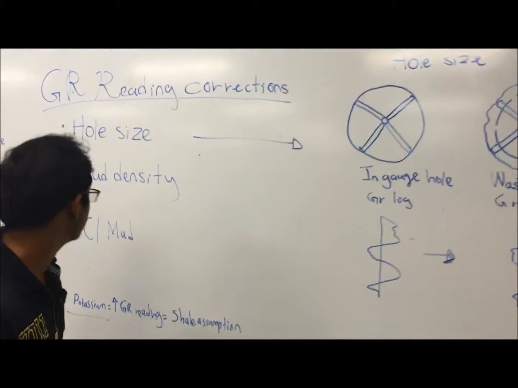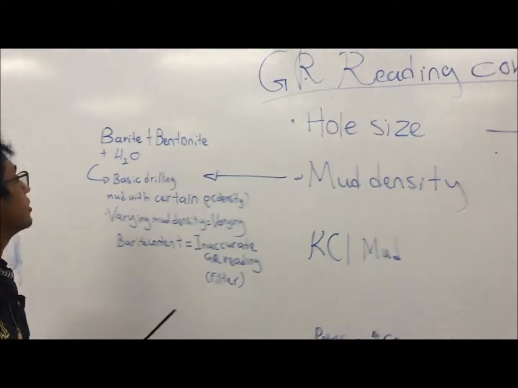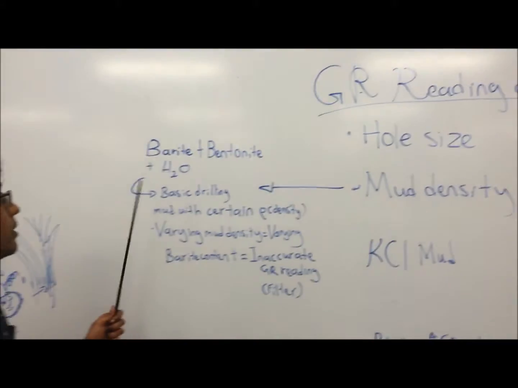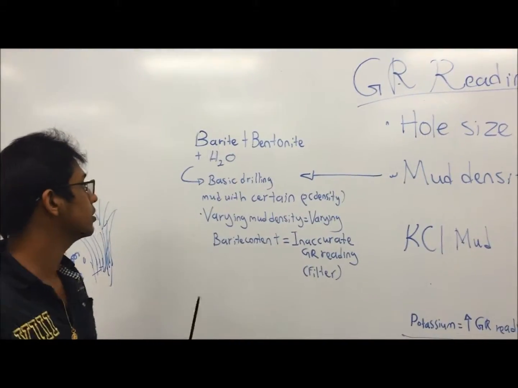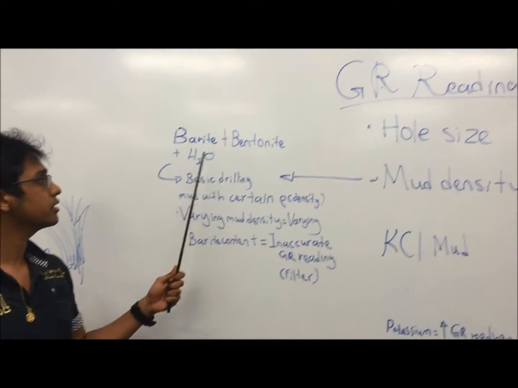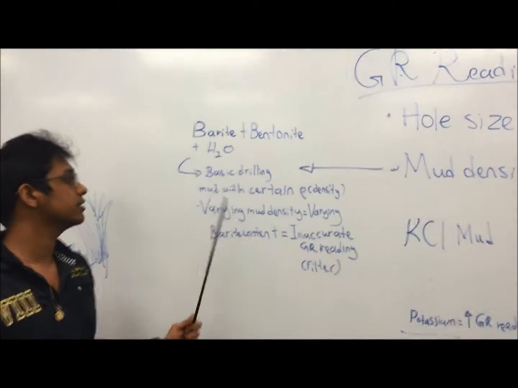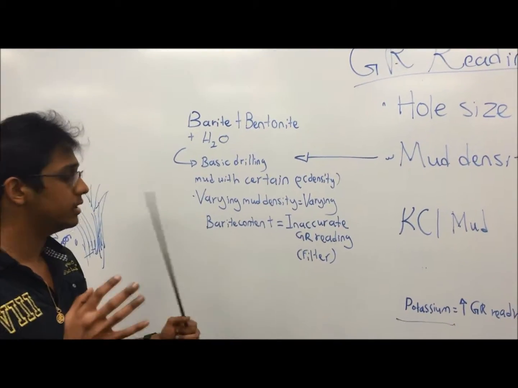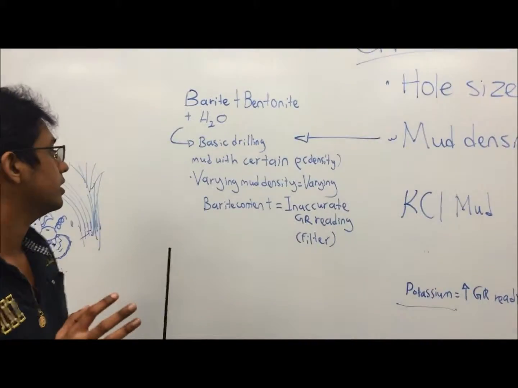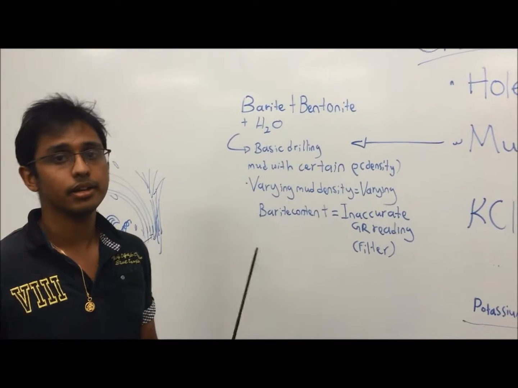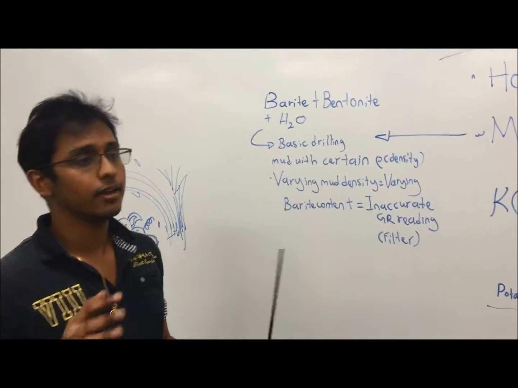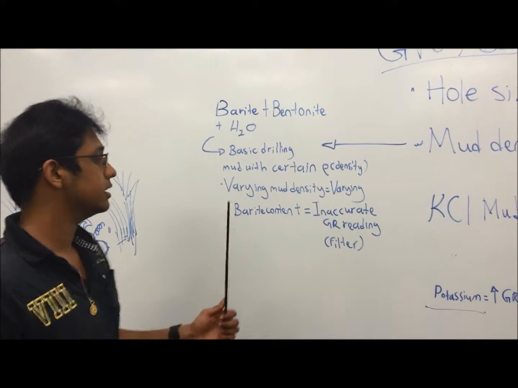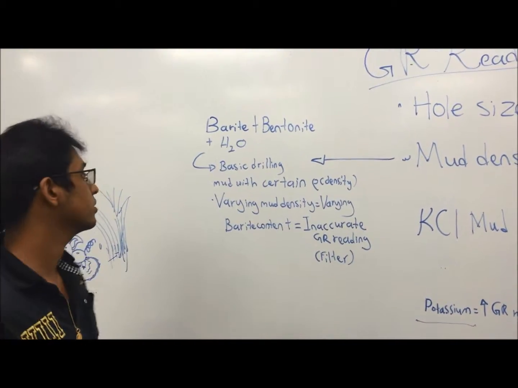The next thing we're going to do is mud density. Mud density is affected by different amounts of barite, bentonite, and water within the solution. Those things are the ones that constitute basic drilling mud. And if we affect the amount of barite content within our drilling mud, we're going to get an inaccurate GR reading because barite has the innate ability to filter our gamma radiation, which will give us an inaccurate GR log.